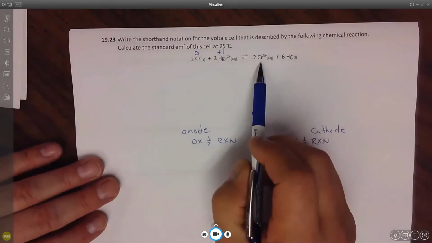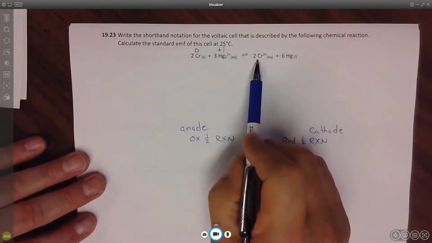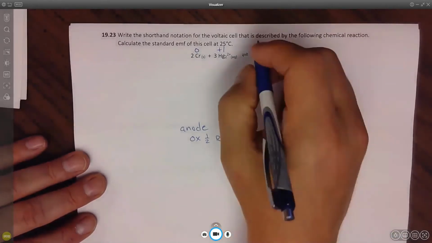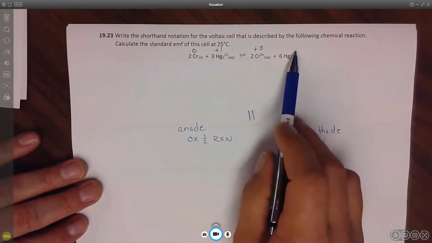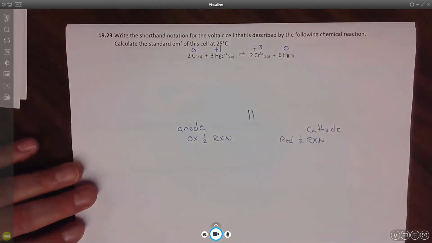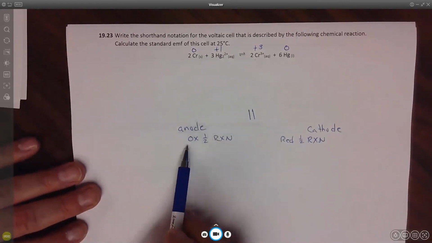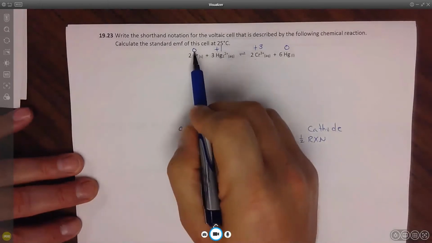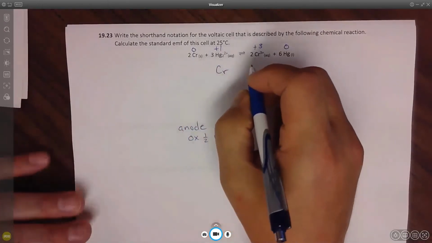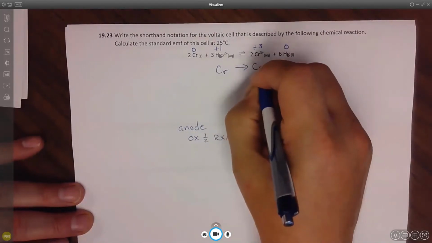What's the oxidation number of this? +3. It's a monatomic ion, 1 atom with a charge. Charge equals the oxidation state. What's the oxidation state of this? Zero. There's no charge here, so it's 0. So what was oxidized? The chromium. The oxidation number went from 0 to +3. So in other words, the chromium went from 0 to +3.